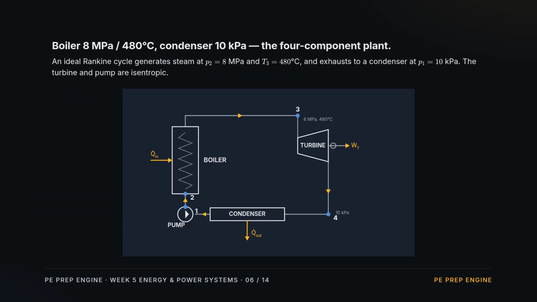Worked problem. An ideal Rankine cycle makes steam at 8 megapascals and 480 degrees, exhausting to a 10 kilopascal condenser. Turbine and pump are isentropic. Here is the plant. The feed pump raises the pressure from state 1 to state 2. The boiler adds heat to make superheated steam at state 3. The turbine expands it to state 4 and delivers the shaft work. And the condenser rejects heat to return saturated liquid at state 1.